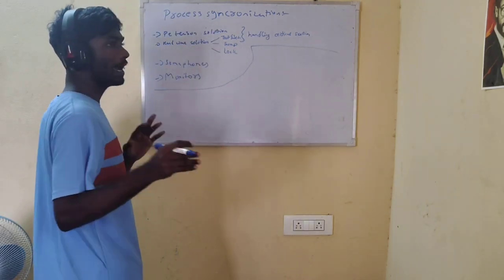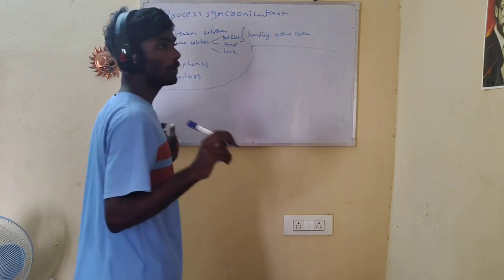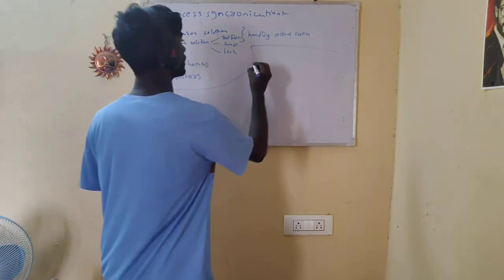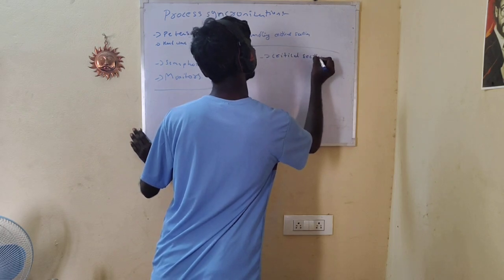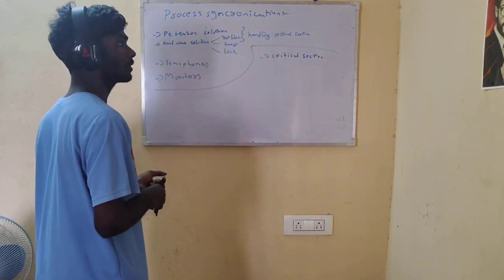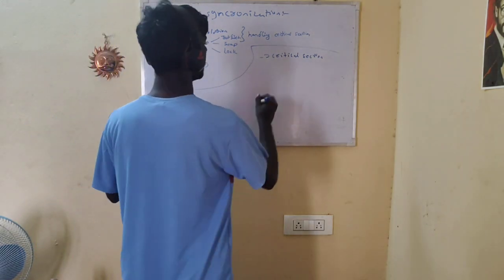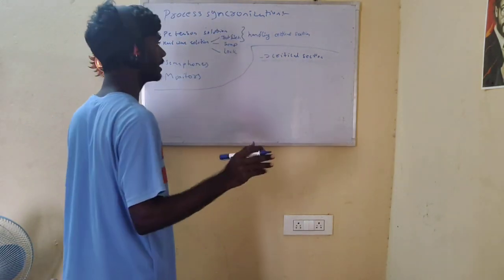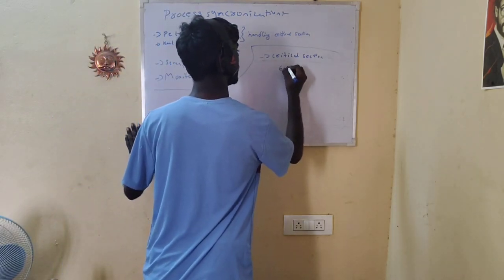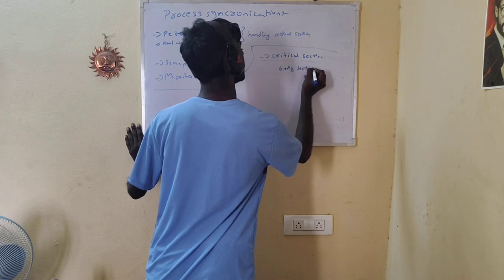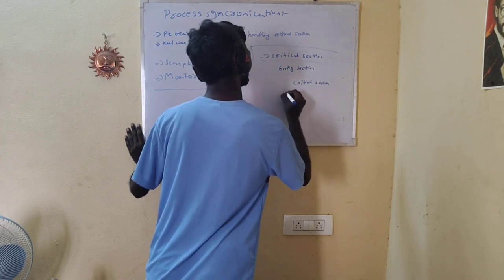So whenever we have a shared resource, then the part of the program in which we are accessing the shared resource is called a critical section. Critical section means the part of the program where we are accessing the shared resource. Now, any process in which we are accessing a shared resource, its structure is as follows. We have an entry section, we have a critical section, we have an exit section.